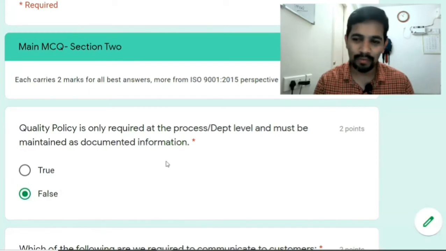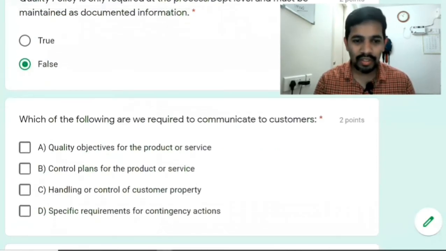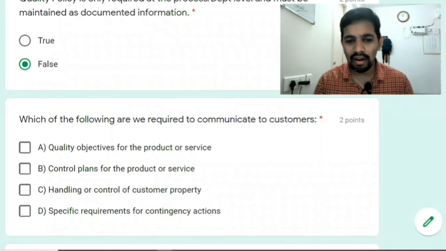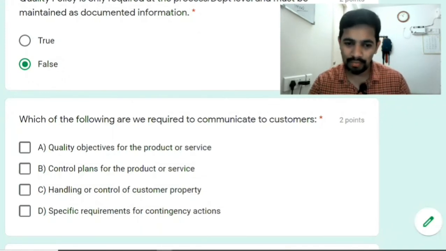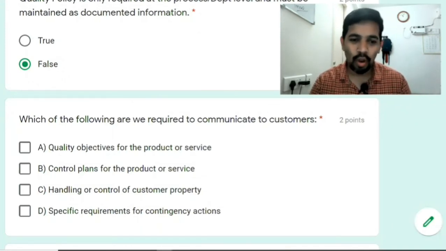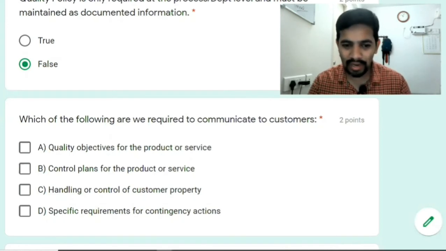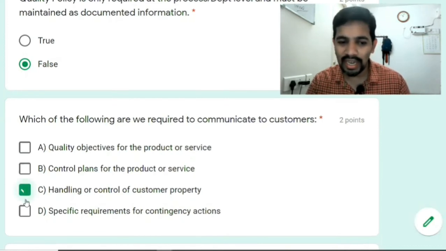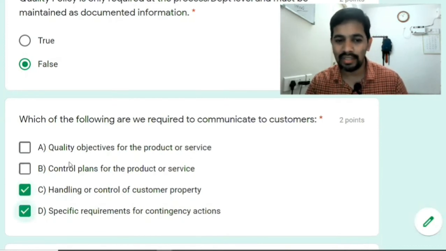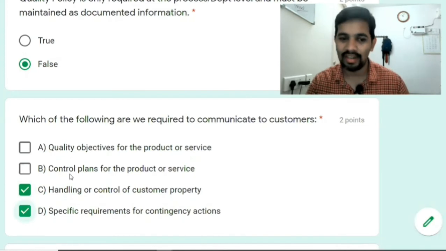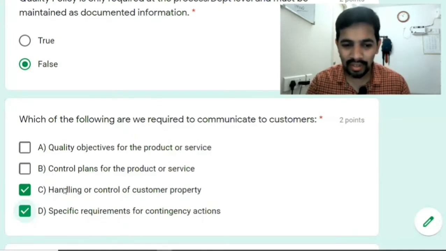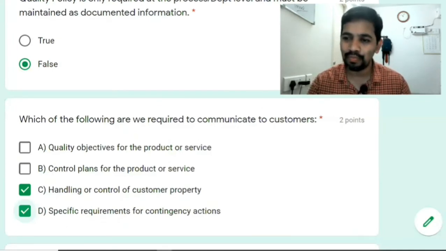Let's go to another one. Which of the following are we required to communicate to the customer? That's a good question. Quality objective, control plan, handling or control of customer property, specific requirement of contingency actions. So C and D. Why? Because these two are specific to an organization. Quality objective is specific to an organization, department level and all that. Control plan is specific to departments and all that. So these can be shareable.